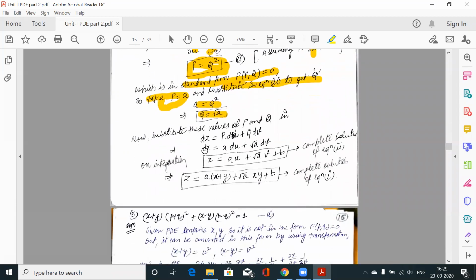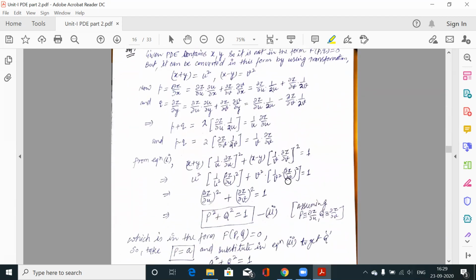Now we have to substitute in what was there. dz is equal to P dx plus Q dy. But here the variable z is z, but x and y have been changed into u and v. So dz is equal to P du plus Q dv. So P is A, Q is square root A. So on integration, z is equal to Au plus square root A v plus B. B is the integrating constant. Again, back substitute the values of u and v. So u is x plus y, v is xy. So this is our complete solution.